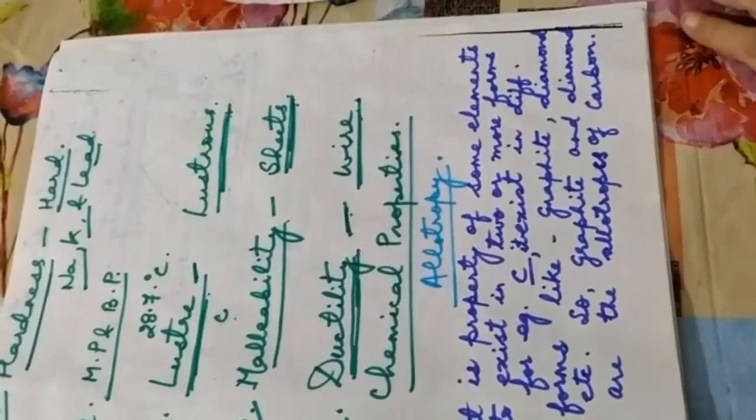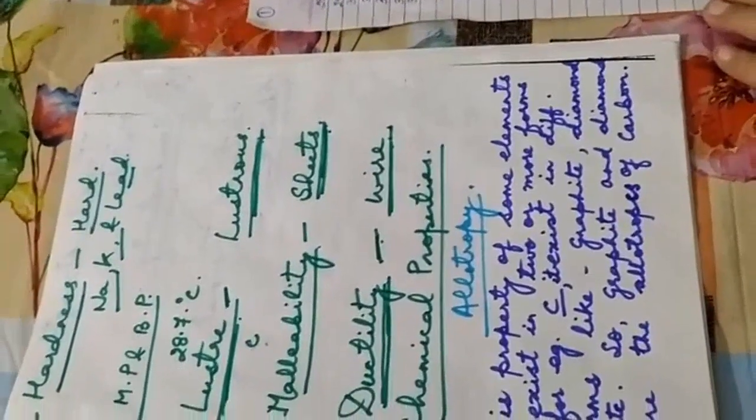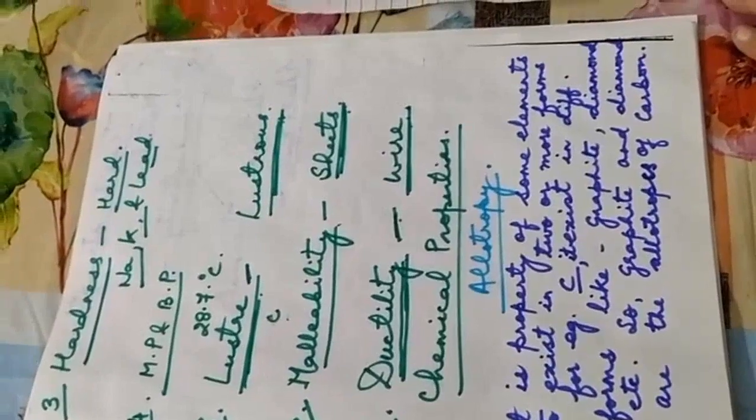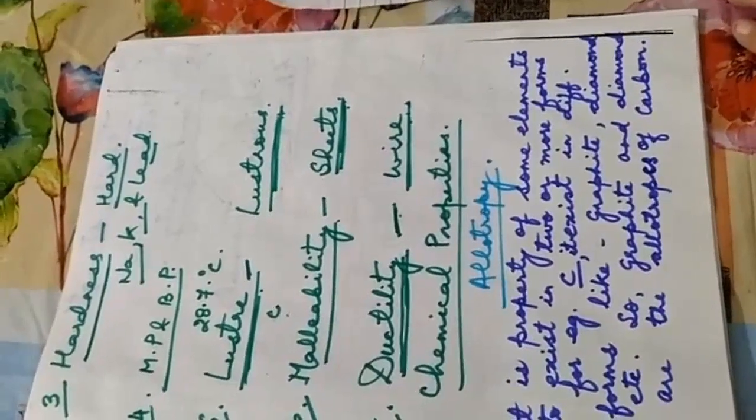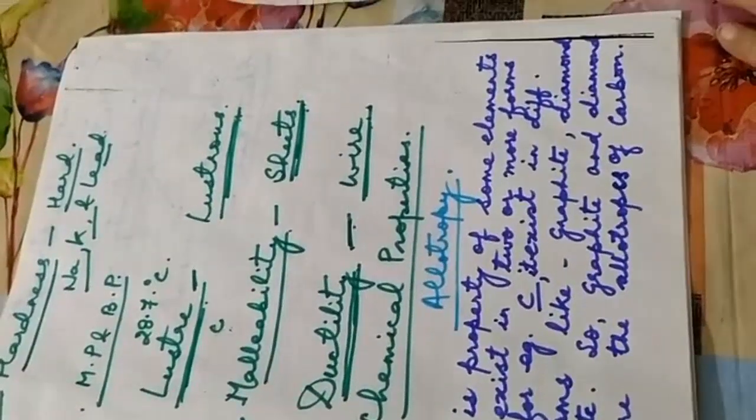Before starting, children, I would like to satisfy your queries. In last class, you were a little bit confused about graphite and diamond. What are they? These are actually the forms of carbon. I would like to introduce a new term, that is allotropy.